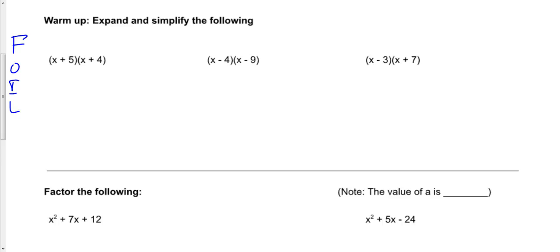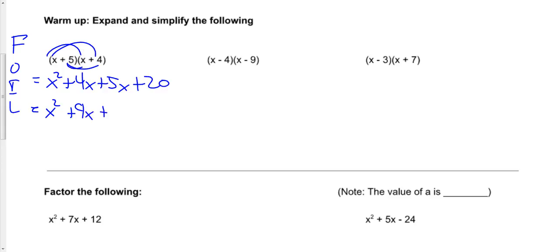So in this particular instance, we're going to multiply x times x to give us x squared, then x times positive 4, which is positive 4x. Then I'm going to multiply positive 5 by x, that gives us positive 5x, and positive 5 times 4, which gives us positive 20. So if we collect those like terms in the middle, the x terms, we're going to end up with x squared plus 9x plus 20.